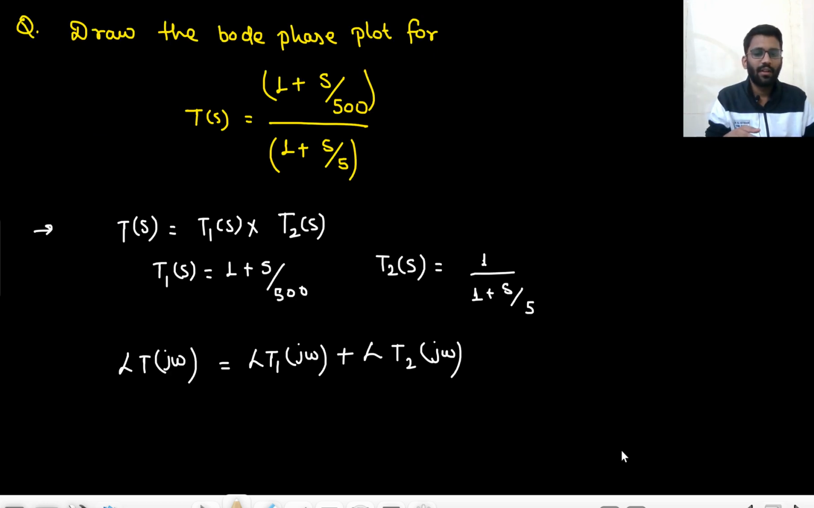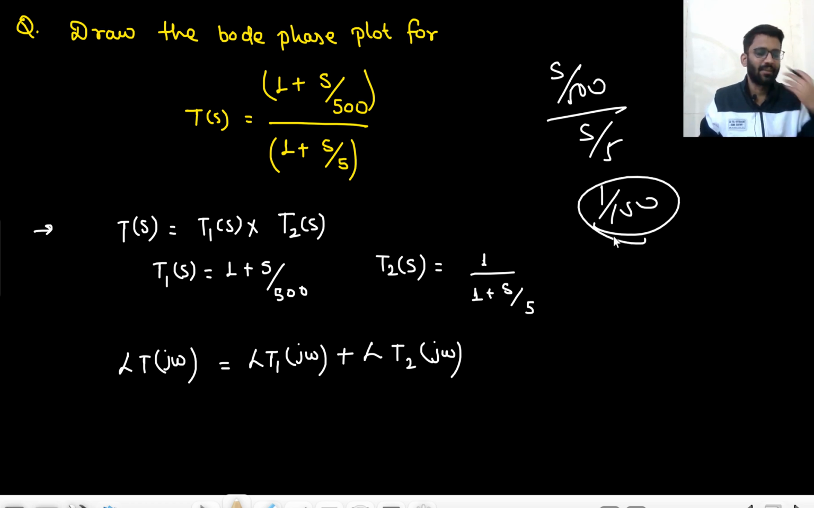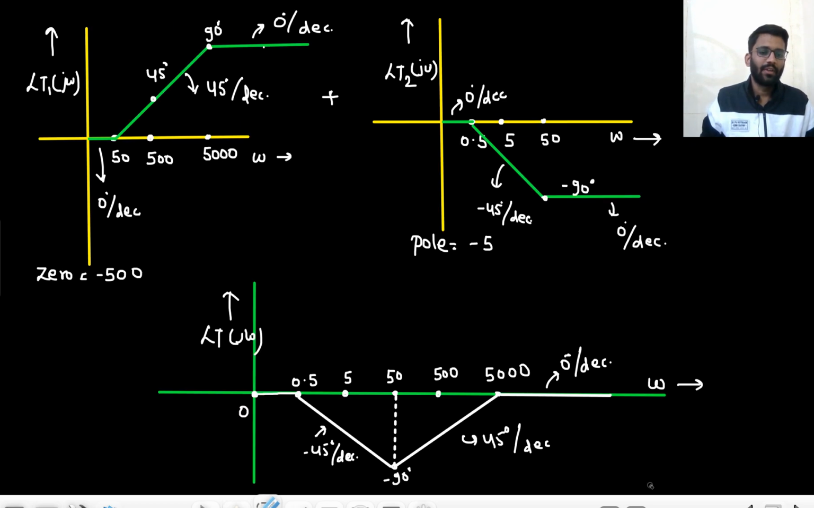Also, you can put it here as well. At omega goes to infinity, if you put, what will be the condition? S by 500 upon S by 5. So it will be some 1 by 100. So independent of the frequency, that means angle is 0 degree. Okay, so at omega goes to infinity, you are having angle 0 degree. So this is how the phase plot looks like. Okay, just add the slopes. That's it. Nothing else. Just add the slopes.